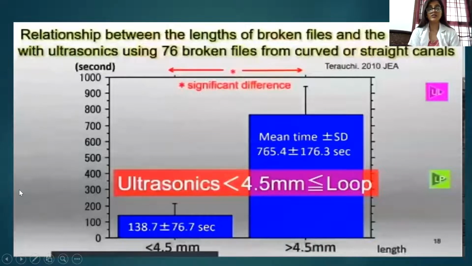A study by Terauchi states the relationship between the length of the broken files and broken file removal time with ultrasonics, using 76 broken files from curved or straight canals. If the length of the broken file is more than 4.5 mm, you can use the Terauchi loop instead of the normal retrieval technique.